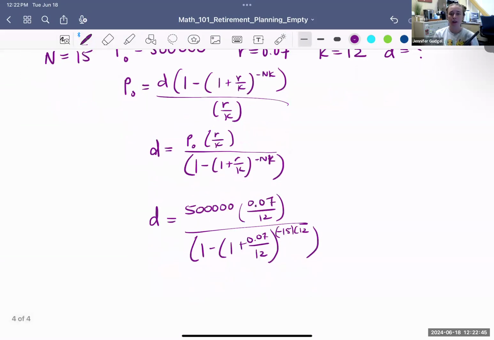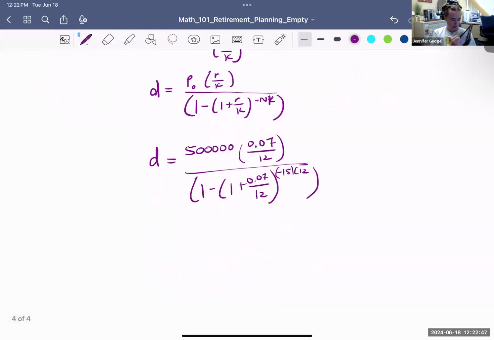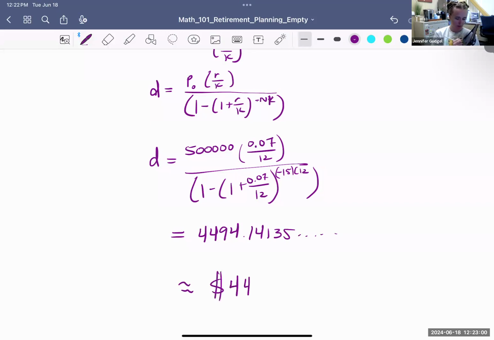We put that onto our calculator all at once, and we should get 4494.14135, and so on and so forth. All right, so that is a monthly withdrawal amount of $4,494.14. We keep that 4 as a 4 because it had a 1 that followed it.